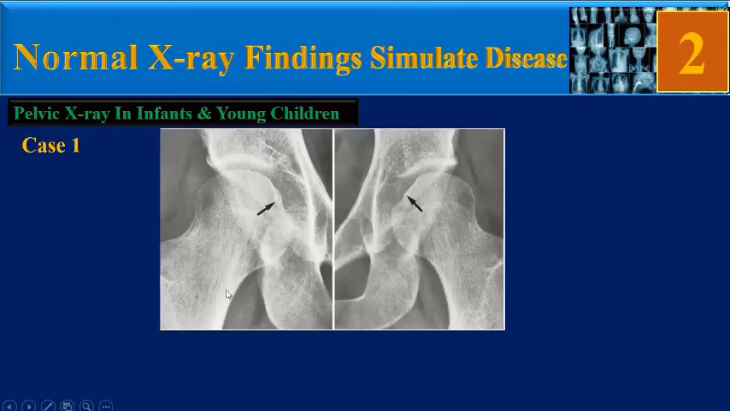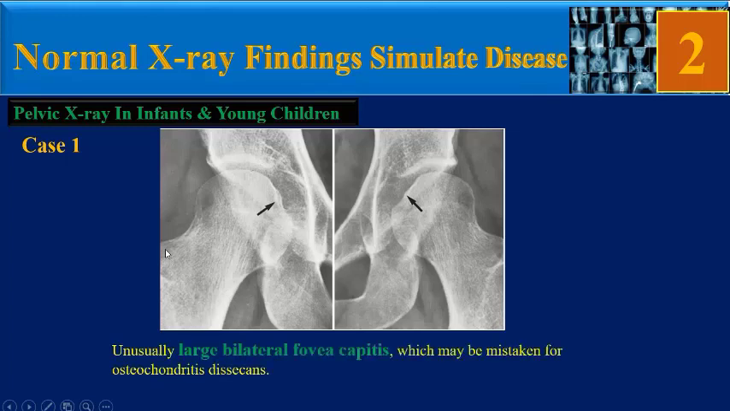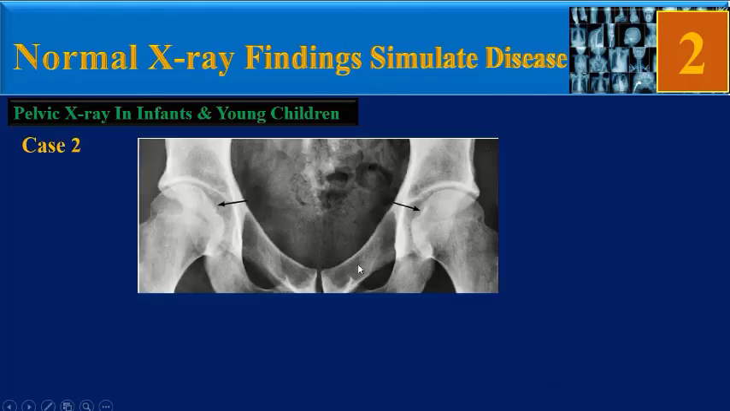Case 1. In this image, we can see unusually large bilateral fovea cavities, which may be mistaken for osteochondritis dissecans. Case 2. Normal asymmetry of the fovea cavities between the right and left side.